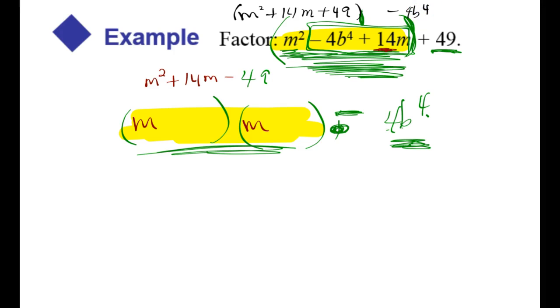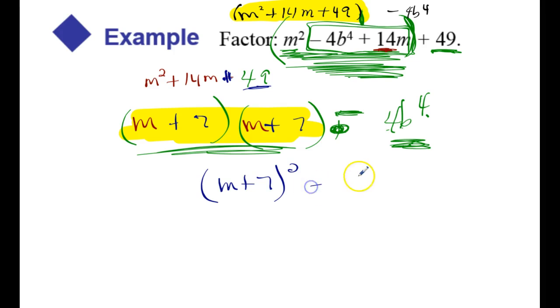So now I'm going to try to factor this yellow. And this yellow factors to factors of 49 that add up to 14. This is a plus now. Good. Factors of 49 that add up to 14 are 7 and 7. Signs are alike. They're both positive. So m plus 7, there we go. So now I've got a perfect square. M plus 7 squared minus, let's write this as a perfect square as well. This is going to be 2b squared times 2b squared will give me the 4b to the 4th.